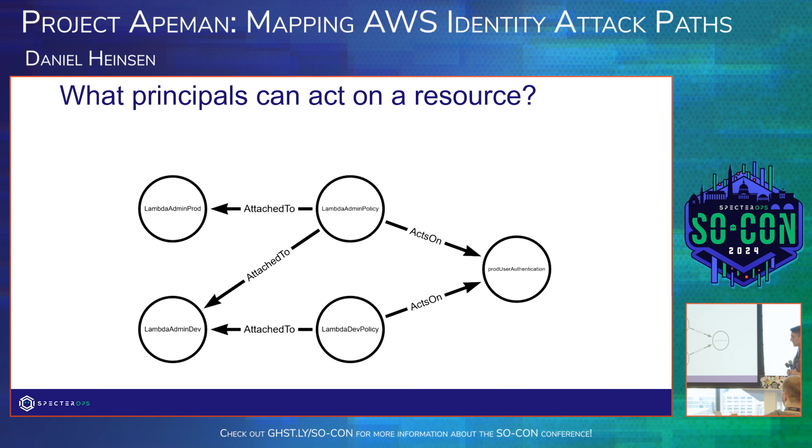So we're going to go through a concrete example, then I'll do a demo. In this case, let's say we have 2 roles: Lambda admin prod and Lambda admin dev. Lambda admin prod has a Lambda admin policy, which acts on this Lambda function called prod user authentication. And then we have a Lambda dev policy that's additionally attached to Lambda admin dev. So that has 2 policies attached to it, but they both act on prod user authentication, right?